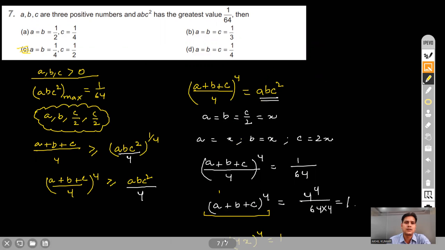So some good questions based on the inequalities were there in the exercise, which we have covered already.